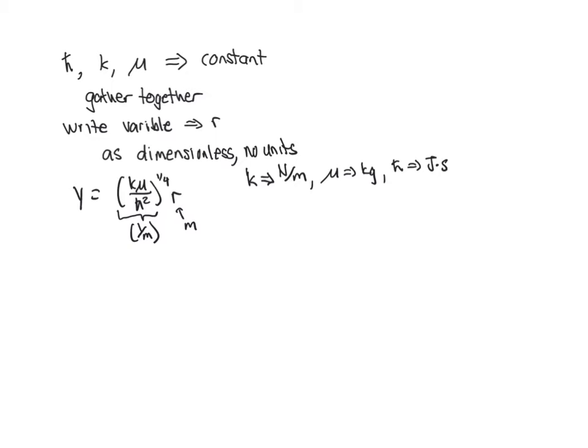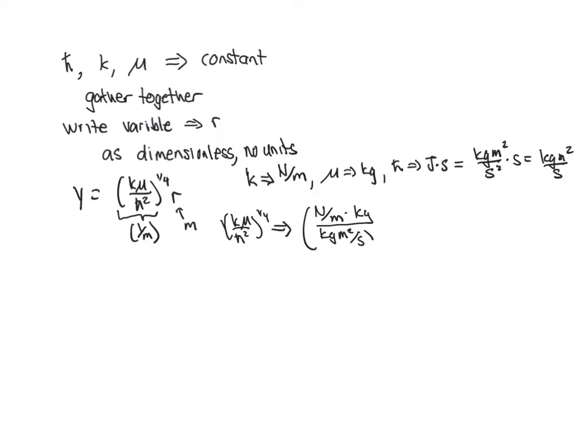Let's note that a joule times a second is kilograms meters squared per second squared times seconds, which gives me kilograms meters squared per second. Now, combining all these units, my units of k mu over h bar squared to the 1/4 are going to be newtons per meter times kilograms divided by kilograms meters squared per second quantity squared, the whole thing to the 1/4 power. And a newton is a kilogram meter per second squared.